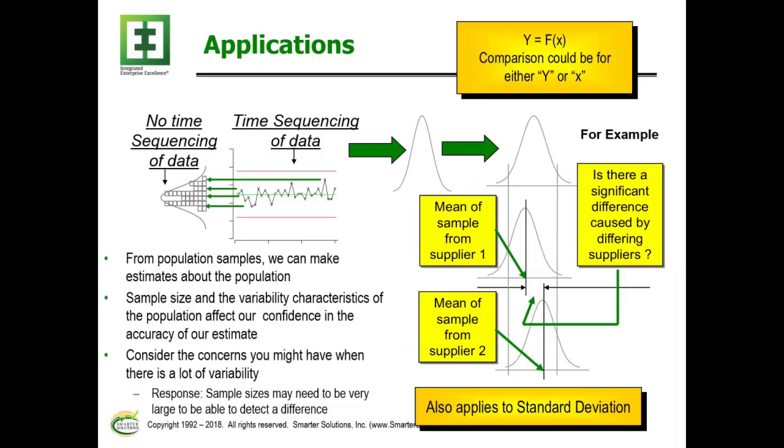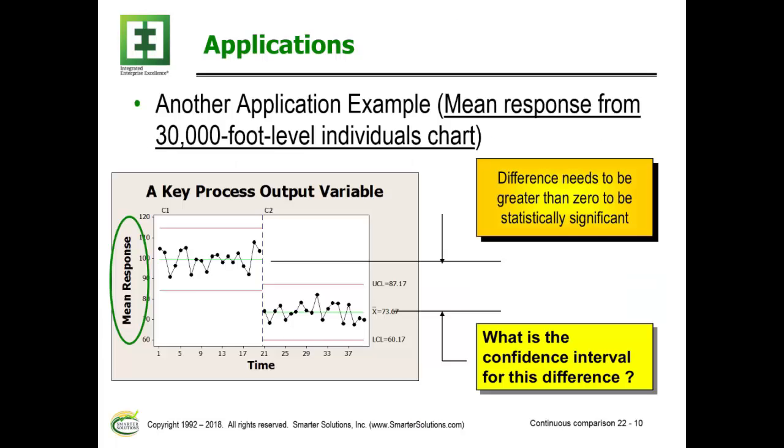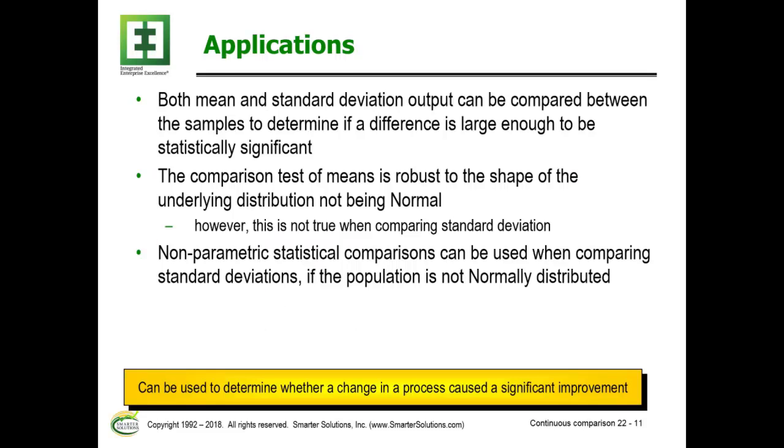Now let's consider we had two suppliers. What does that mean? Well, if the mean value of each of the suppliers is different, then that would affect our 30,000 foot level metric. We'd like to understand that, and if that's the case, it would give us insight into what we might do to improve. Another way of looking at this is taking the mean response from a 30,000 foot level individuals chart, and we can quantify the difference and assign a confidence interval when we take the data from the recent region of stability and enter it into this methodology of comparison tests.